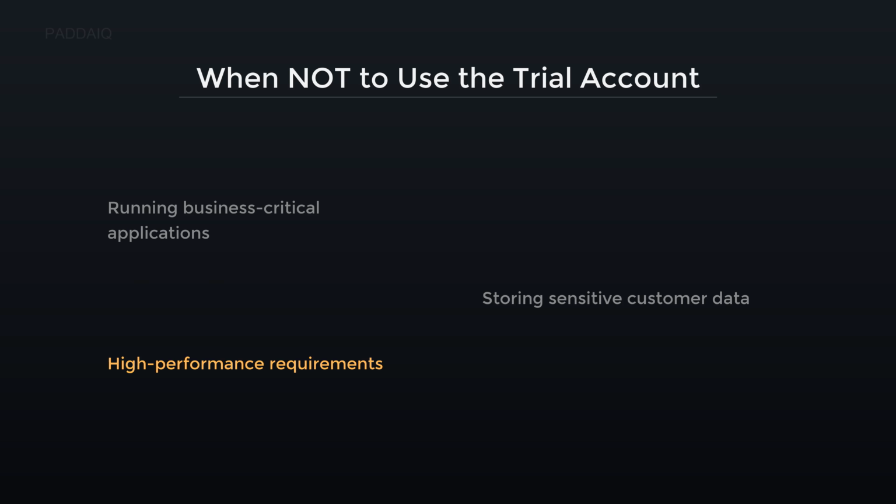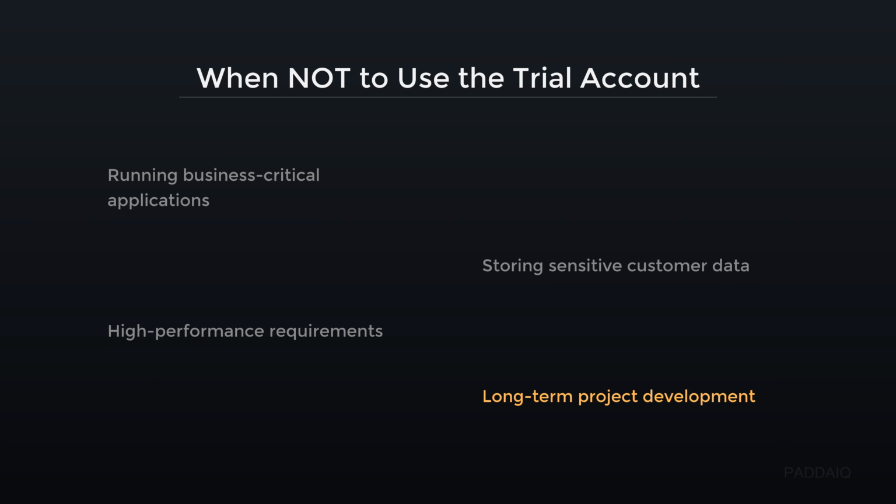High-performance requirements. The trial account has limited resources, so it cannot handle workloads needing fast response times or heavy processing. For example, a real-time inventory tracking system with thousands of simultaneous users would lag or fail. Therefore, for such demanding scenarios, a production account is essential.